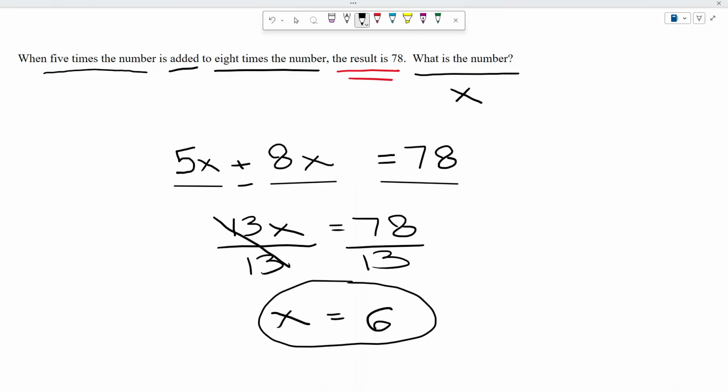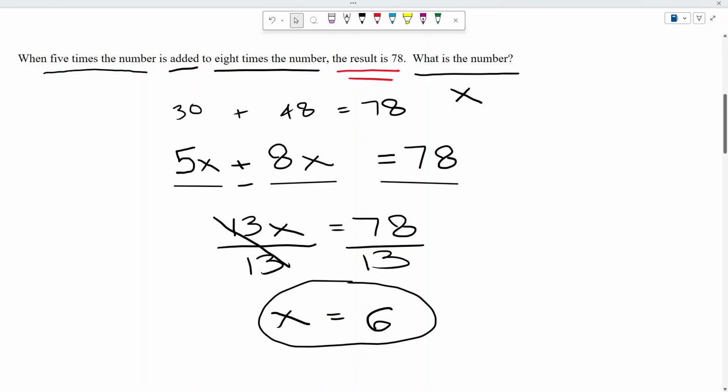And we check here: 5 times 6 is 30, plus 8 times 6 is 48, and that indeed is equal to 78. So everything matches up, that looks good. So 6 is our answer for that one. All right, we'll move on to the next one.